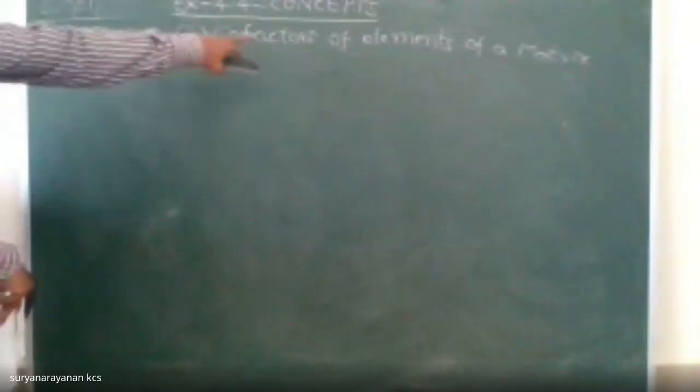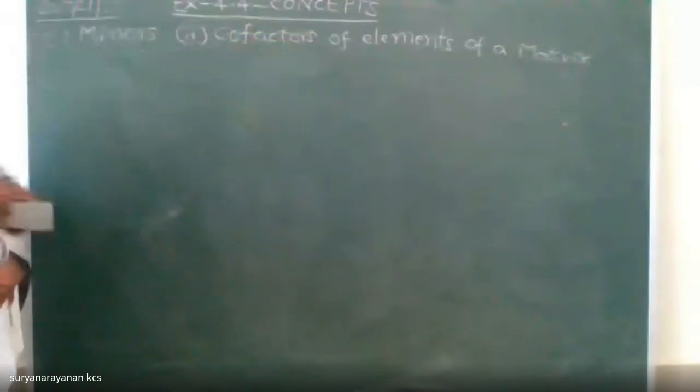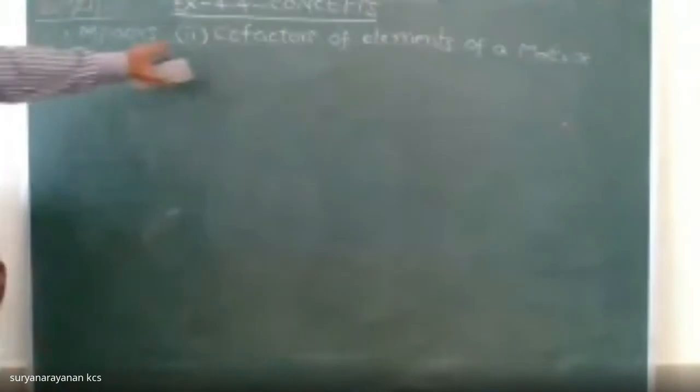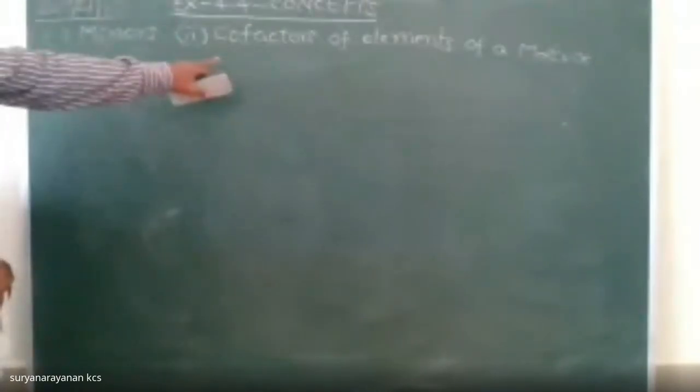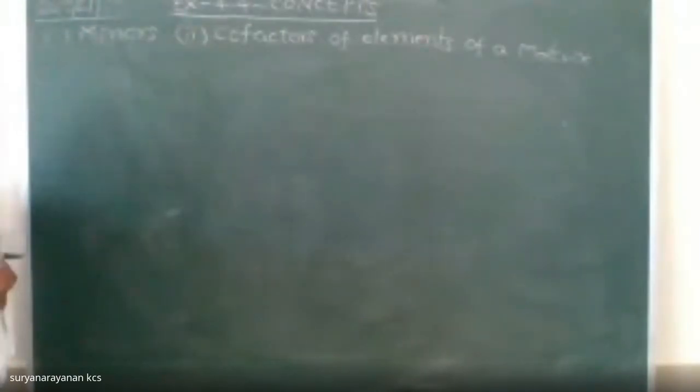Can you read this line? The matrix and determinants of the element of a matrix. Minors and cofactors of elements of a matrix. So in this exercise, we are going to discuss these 2 points, these 2 concepts.